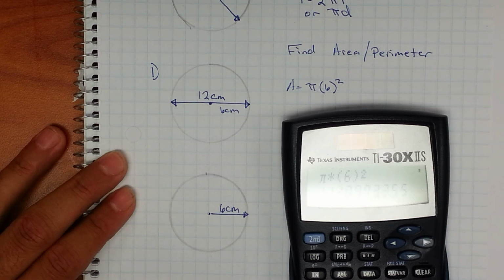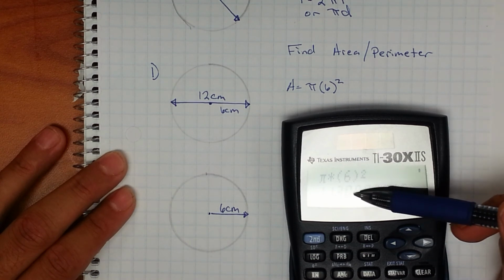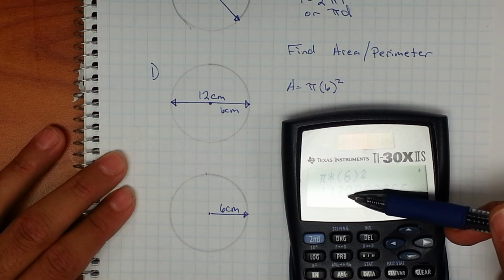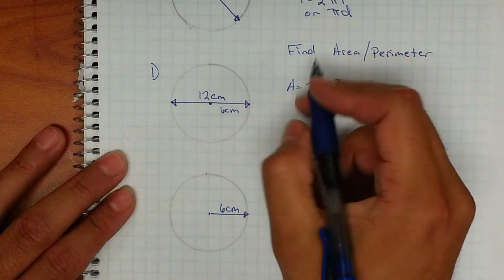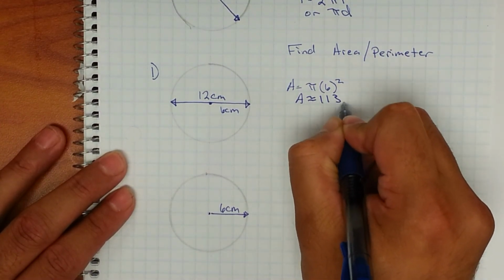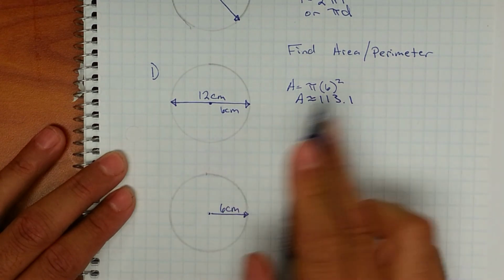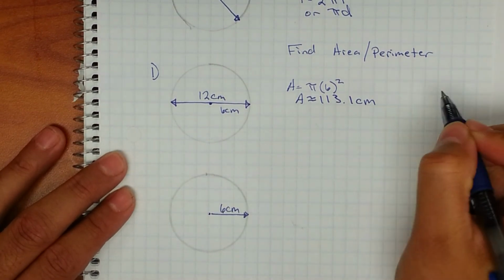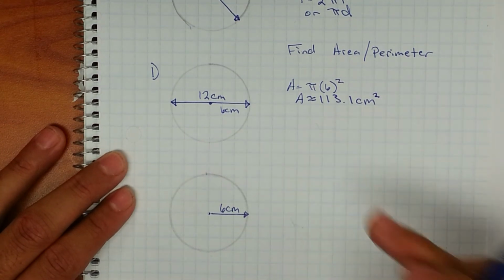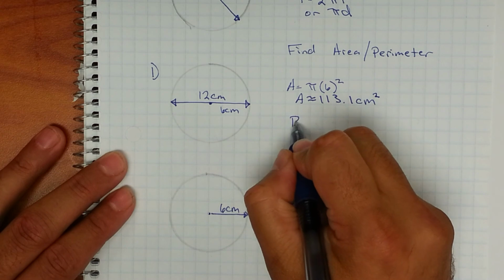So pi r squared, so I get 113.097. I'm only going to round to this place right here, so the 9 next to it's going to make it round up, so it's 113.1. So area is going to be about 113.1. Now my units are centimeters, and since it's area it's always square. So there's my area.